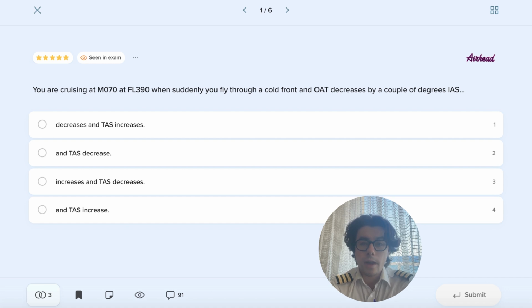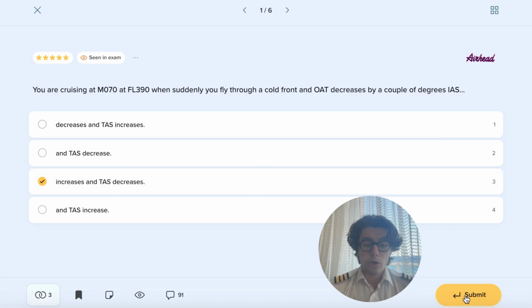Now, what happens with the indicated airspeed, or our IAS, or calibrated airspeed? Of course, if you're flying through a pocket of colder air, the density will increase slightly. And since IAS is nothing else but a dynamic pressure, this means that IAS will increase in this particular instance. So the correct answer will be IAS is increasing, and the TAS is decreasing.